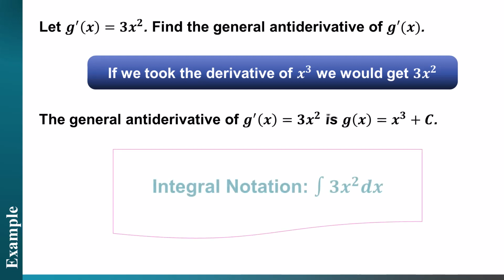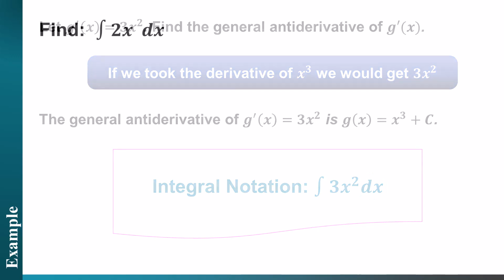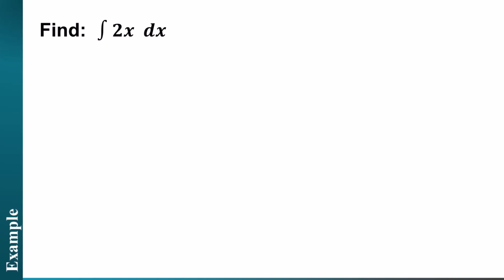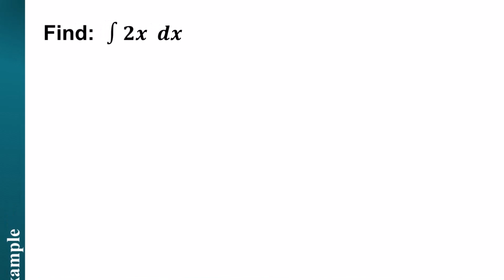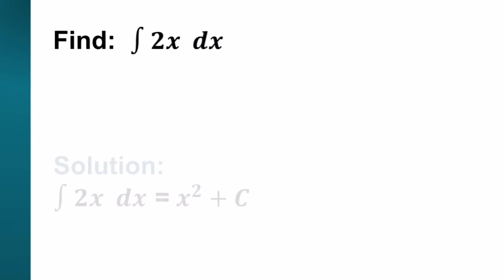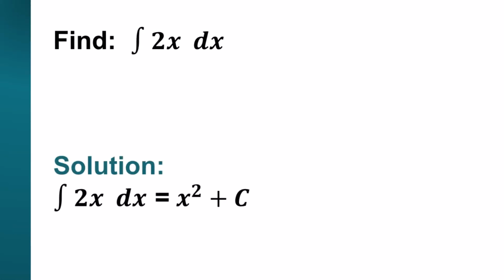Now, when we write the integral of 3x squared dx, this means that we want to find the general antiderivative of 3x squared. Here, the elongated s is called the indefinite integral. The dx at the end of the notation tells us which variable we are interested in. So let's look at an example. We want to find the indefinite integral of 2x dx. Now this notation tells us that we want to find the general antiderivative of the function 2x. As noted before, we know that the general antiderivative is x squared plus c.